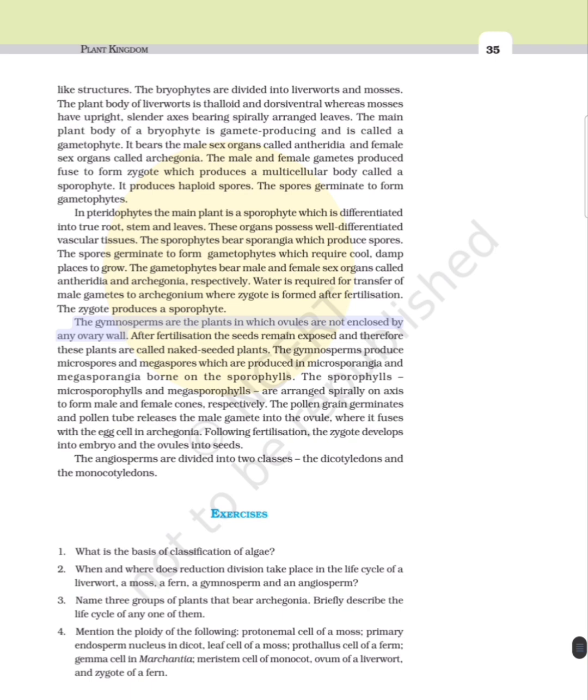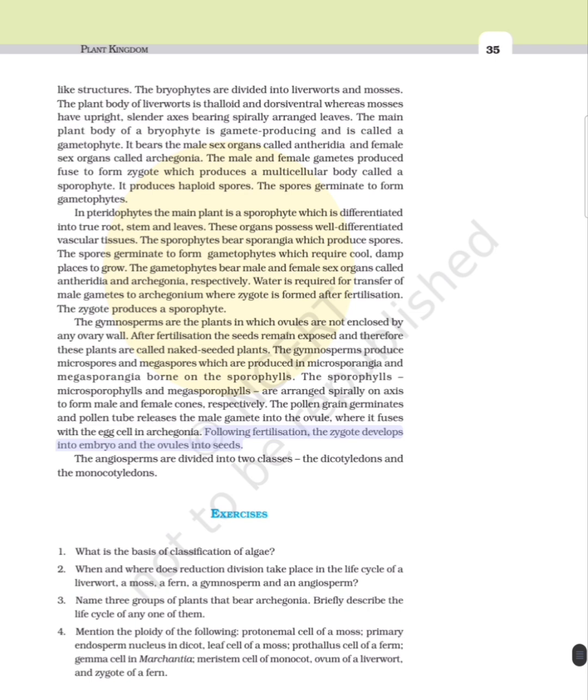The gymnosperms are the plants in which ovules are not enclosed by any ovary wall. After fertilization, the seeds remain exposed, and therefore these plants are called naked-seeded plants. The gymnosperms produce microspores and megaspores, which are produced in microsporangia and megasporangia borne on the sporophylls. The sporophylls, microsporophylls and megasporophylls, are arranged spirally on an axis to form male and female cones, respectively. The pollen grain germinates and the pollen tube releases the male gamete into the ovule, where it fuses with the egg cell in archegonia.